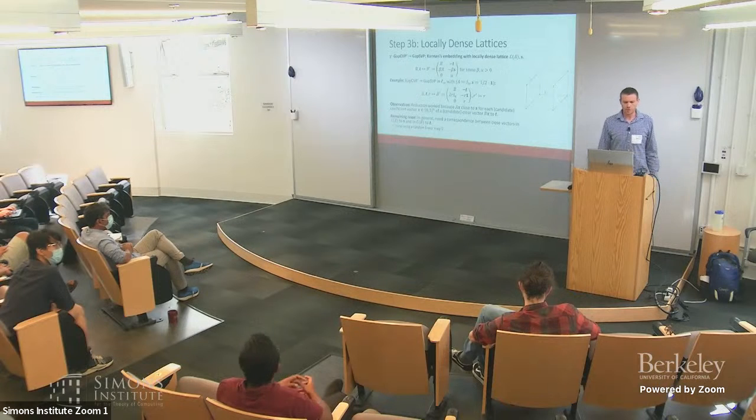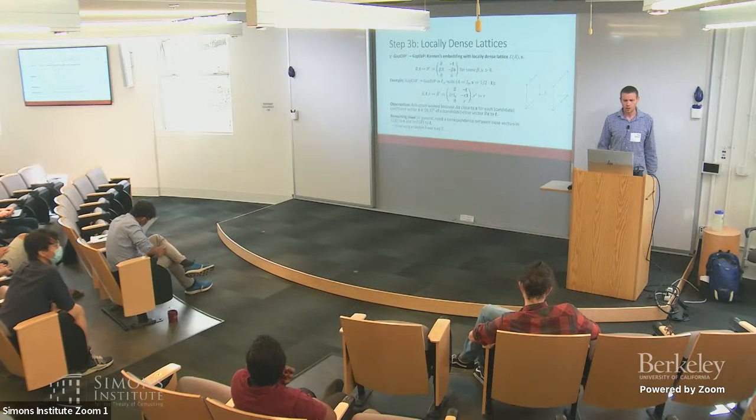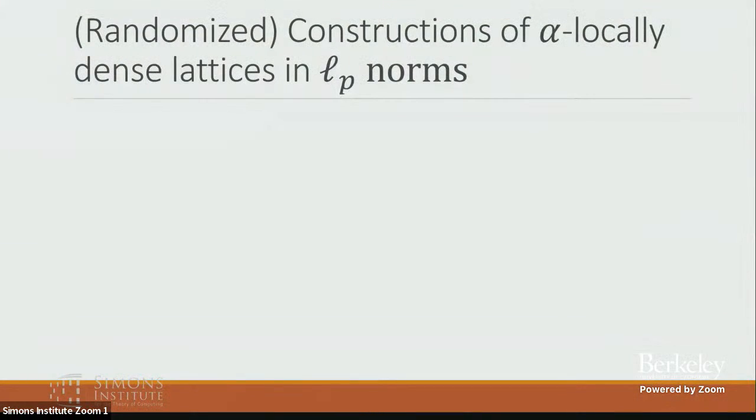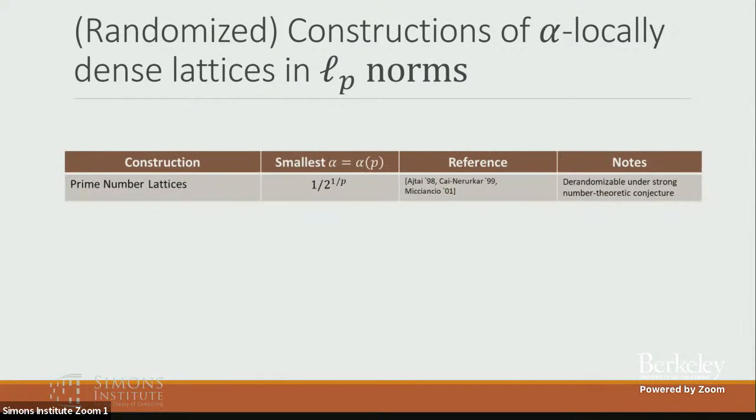Cool. So now we're all experts in reducing CVP to SVP. But there's the question of what the story is for these gadgets. This reduction works assuming that we have these gadgets, but do they actually exist? And if so, what do they look like? So I have here a summary slide about constructions of locally dense lattices, not just in the L2 norm, but in general Lp norms.